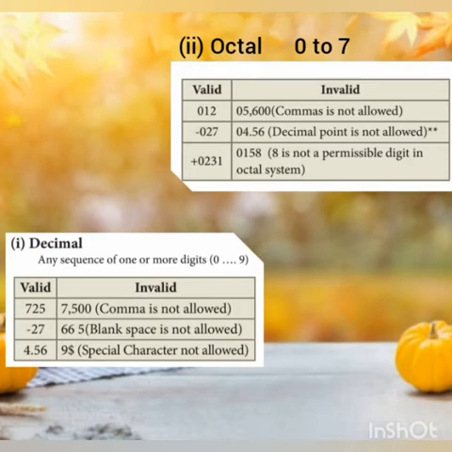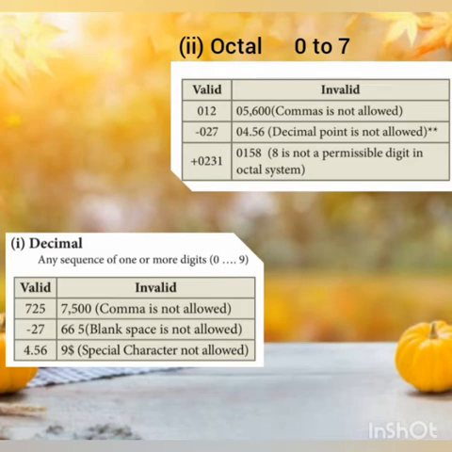The next example is plus 0231. Plus is considered as a signed octal integer, so this is also valid. Then invalid examples. 05,600. Comma is not allowed, so it is considered as invalid. The next example is 04.56. Here decimal point is not allowed. When you use a fractional number that begins with 0, C++ considers the number as a normal decimal number and not as an octal number, so it is invalid.